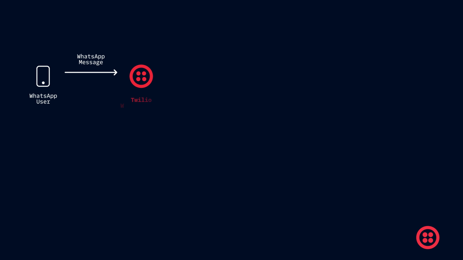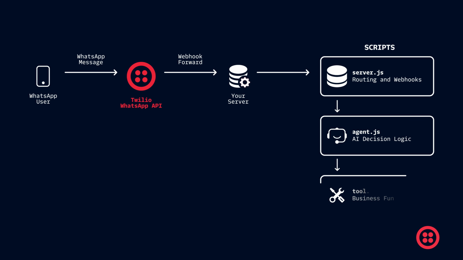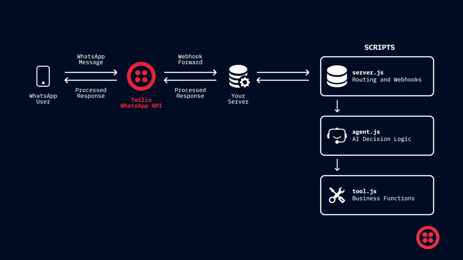Now, let's talk about how the code actually works. At a high level, this app does one thing. It takes an incoming WhatsApp message and decides what should happen next. Twilio delivers the message, the server validates it, and then everything interesting happens inside the agent. So let's dive into the more interesting stuff.